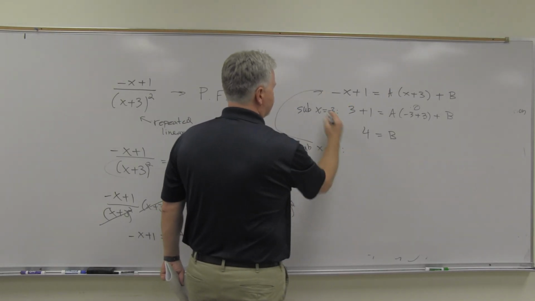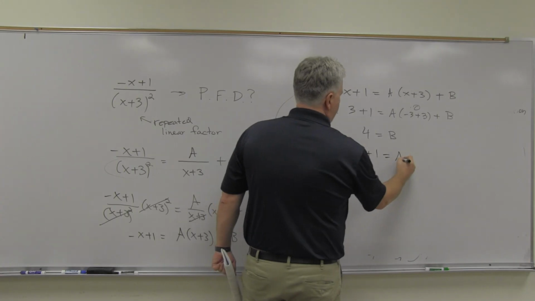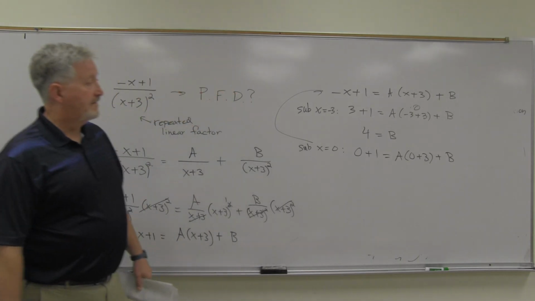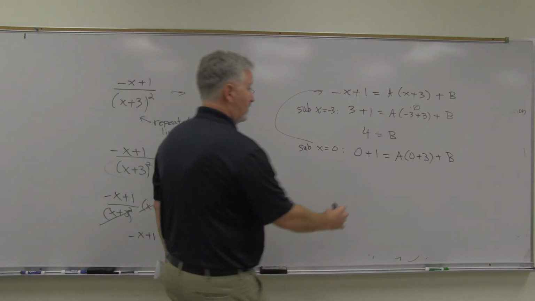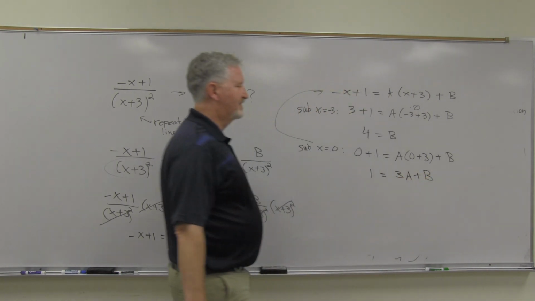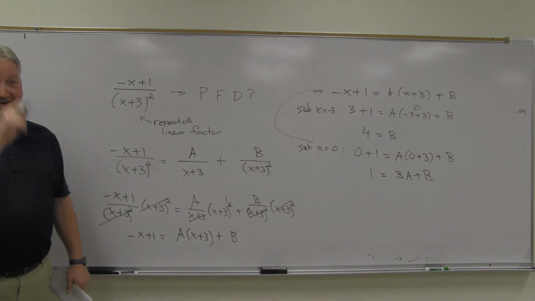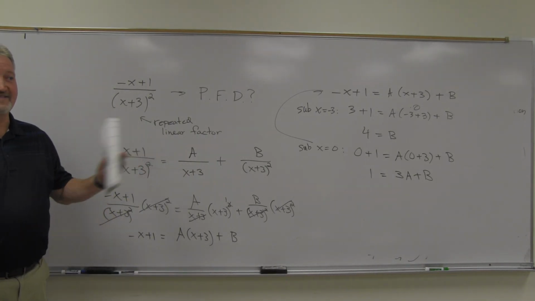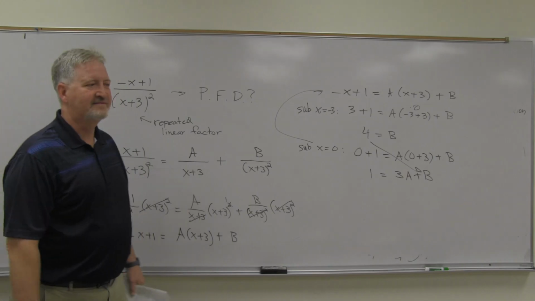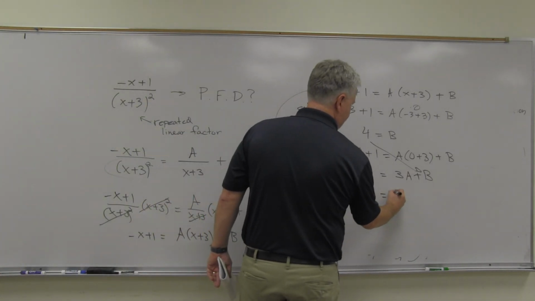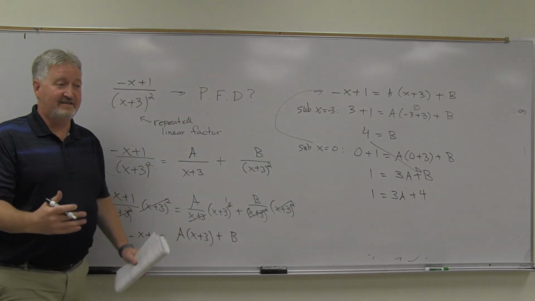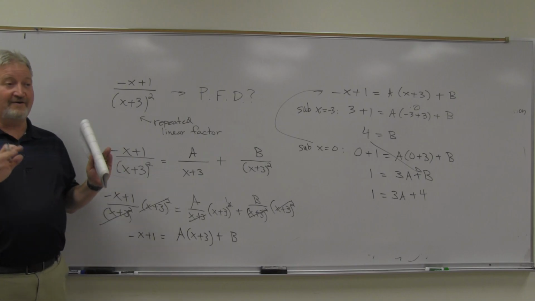And again, we're going back to the original. So it'll be 0 plus 1 equals A times 0 plus 3 plus B. Now, unfortunately, that didn't get rid of the B, did it? But don't I already know what B is? Since I already figured out B, B is 4. Plug that in. If you know what one of the A, B, or C's are, you can go ahead and plug those in.